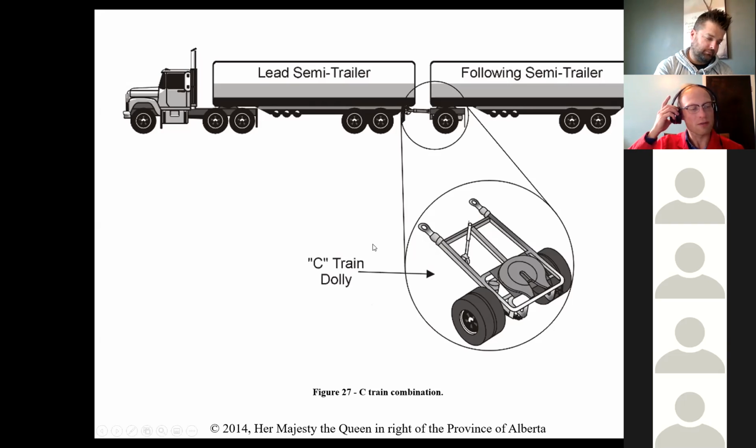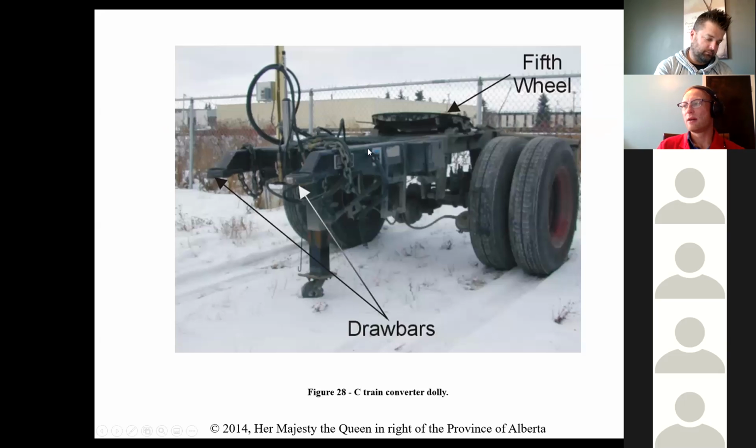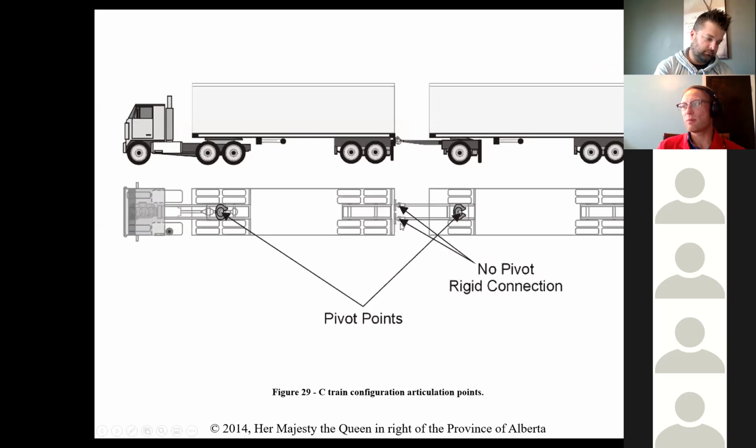A C train also has a converter dolly, just like the A train. All the C train is doing, I like to think of it as turning a regular loaded semi-trailer into a B train, because it adds this C-shaped converter dolly onto the back, which does not have a pivot point. So it's very similar to how a B train is. There's no pivot point here, only at this fifth wheel and then at the rear fifth wheel on the converter dolly. And this converter dolly, just like the other ones, has its own registration, VIN number, and all that good stuff.